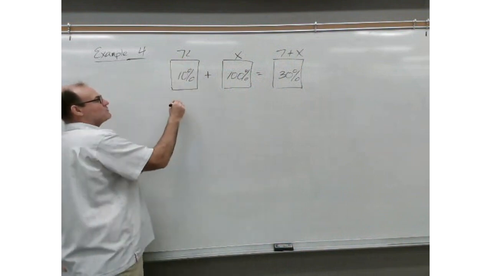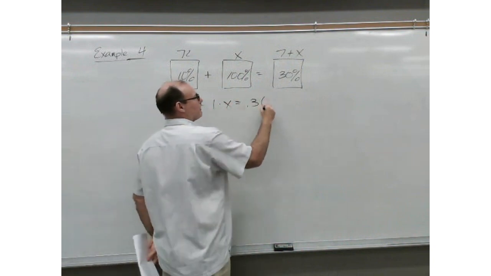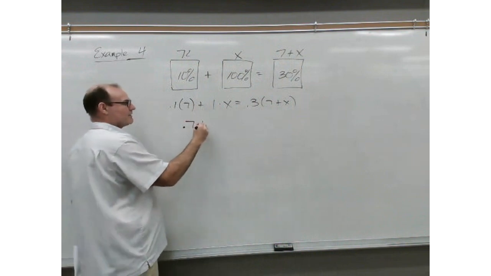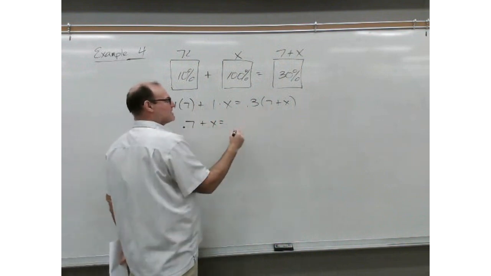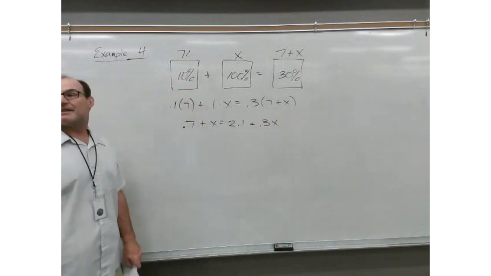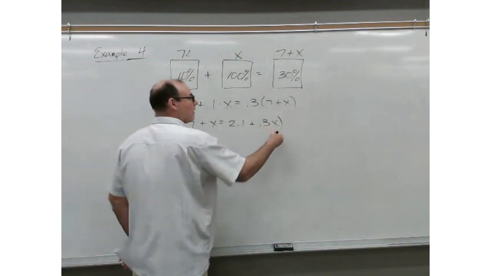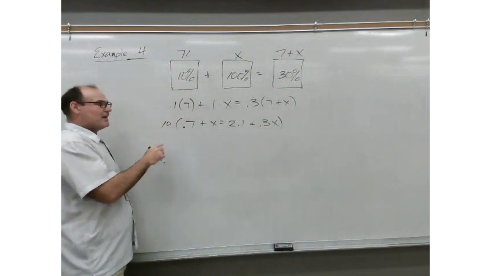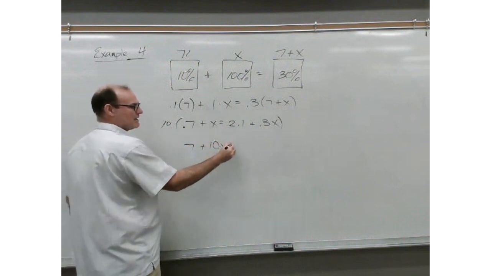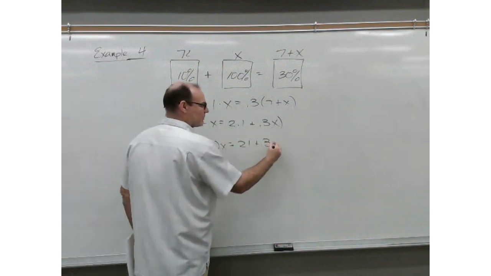So I've got 0.1 times 7 plus 1 times X is equal to 0.3 times (7 plus X). So that's 0.7. 0.3 times 7 is 2.1. I'm going to clear the decimals again. You don't have to. Remember, you can work with the decimals. Everything's going to work out all right. I'm going to multiply everything by 10. 10 times 0.7 is 7. 10 times X is 10X. 10 times 2.1 is 21. And 10 times 0.3 is 3X.